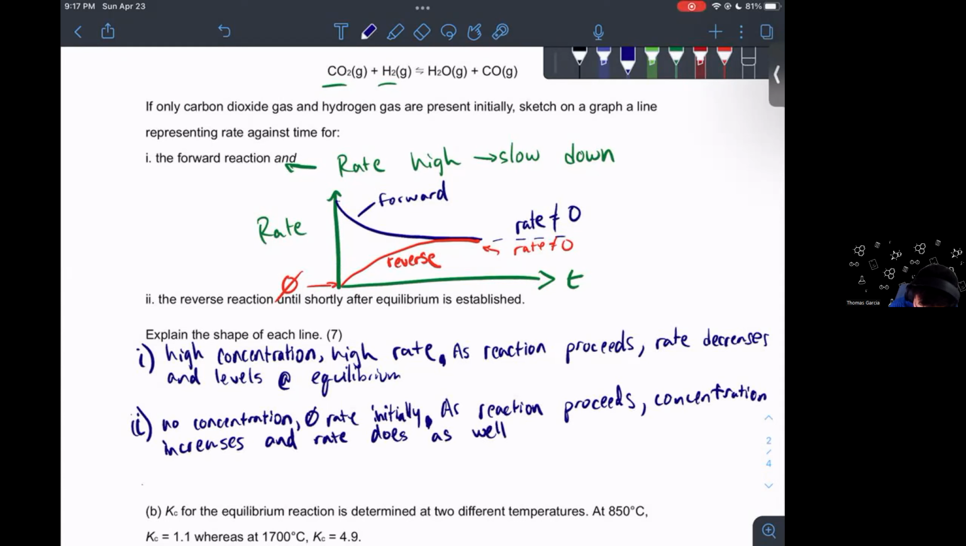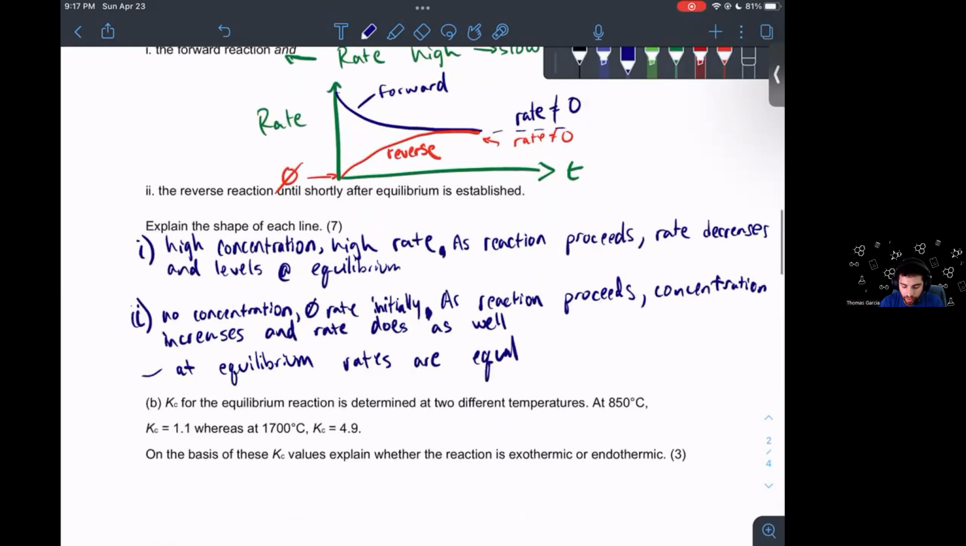And then just a last little cherry on top. At equilibrium, rates are equal. That way you fully explain that you know everything. And you get all 7 marks. You get 7 marks for this question. So just make sure you really fully explain everything that's going on.